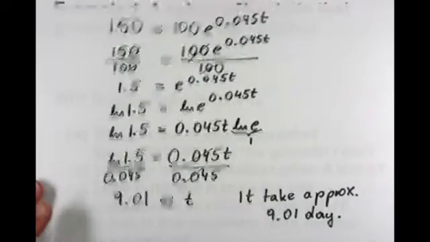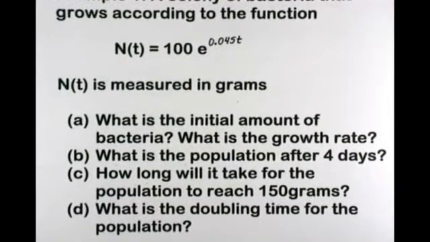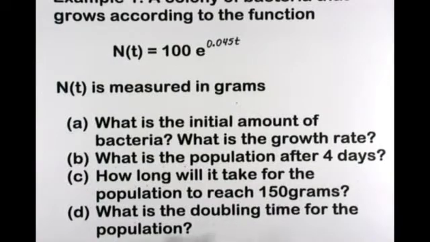Now the question D is, what is the doubling time for the population? So the initial amount must double. Doubling time is the time it takes for the initial amount to double. So now we have D.